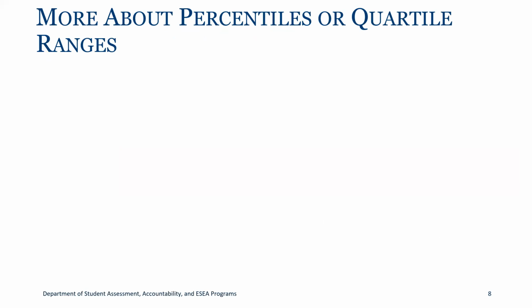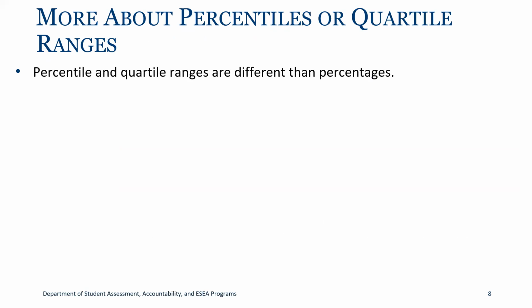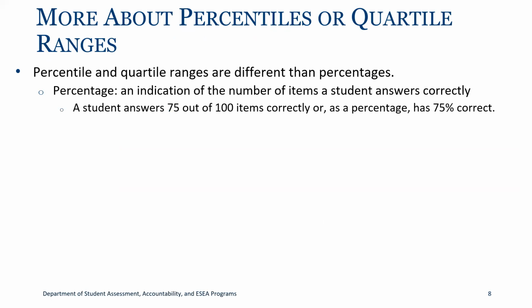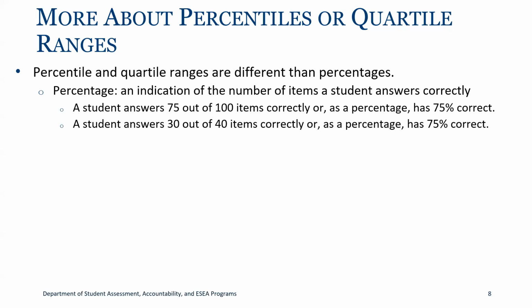I do want to share that score ranges called quartile ranges are different from percentages. Here are a few examples to show how they are different. If a student answers 75 out of 100 questions correctly, the student has a percentage of 75% of the items correct. Another example is if a student answers 30 out of 40 questions correct, the student has a percentage of 75%.